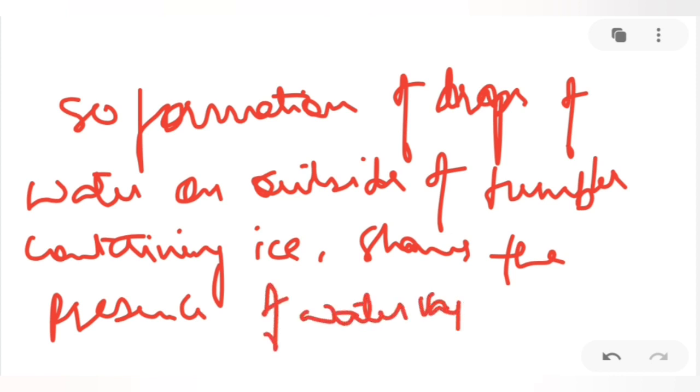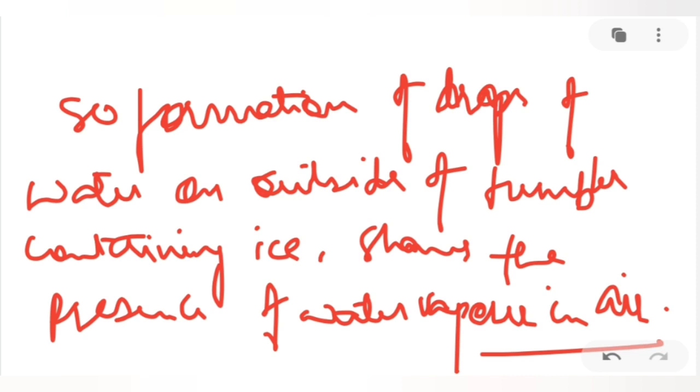This is happening because the water vapor which was present in the air, when it is striking the glass, because the glass is cool because of the presence of ice in it, this air will condense to form water droplets. So this was the last experiment of this chapter. Now with this our chapter is over.